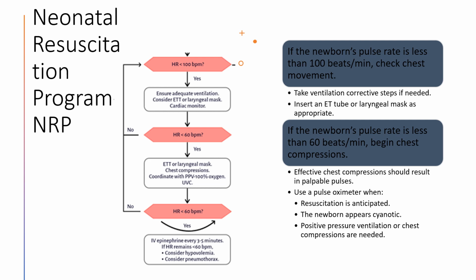We're going to go through 2 minutes of compressions. If nothing happens and after that the heart rate's still less than 60, now we're going to start looking at our typical code drugs. By typical code drugs, it's epinephrine and fluid. That's all we give. Consider hypovolemia, consider pneumothorax.